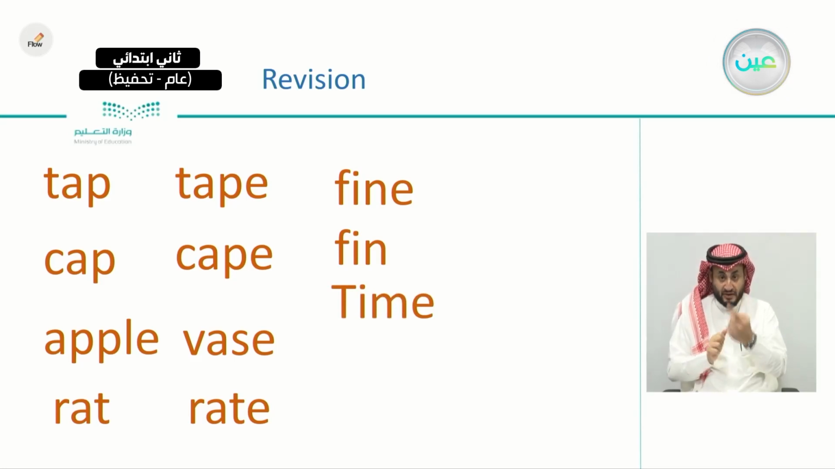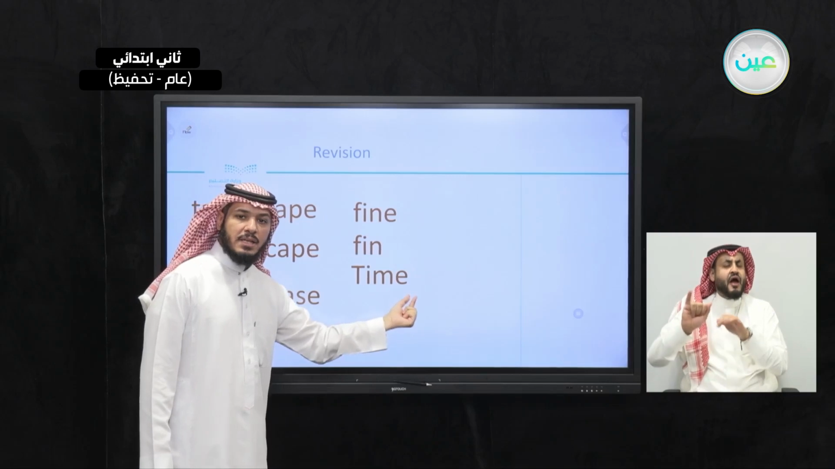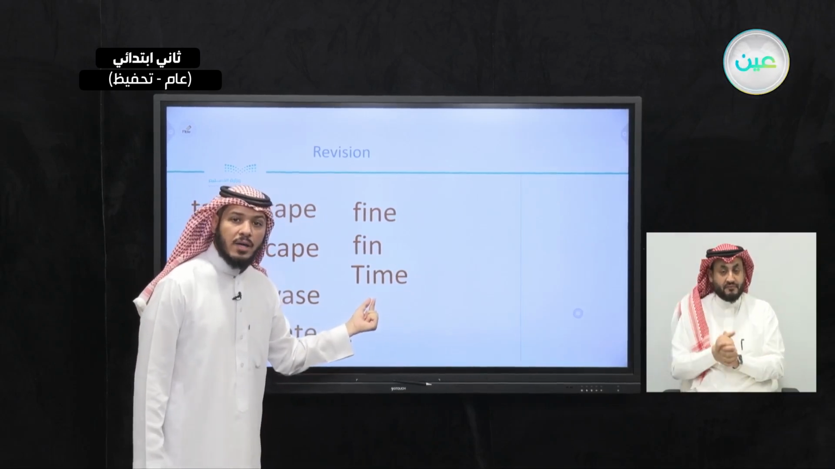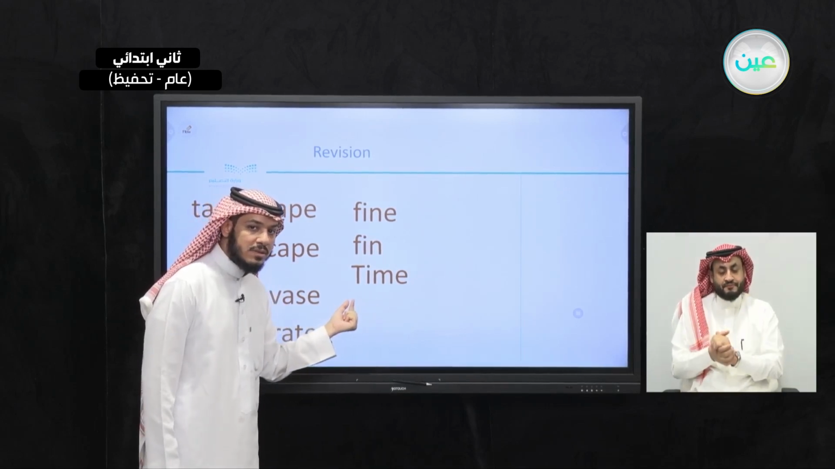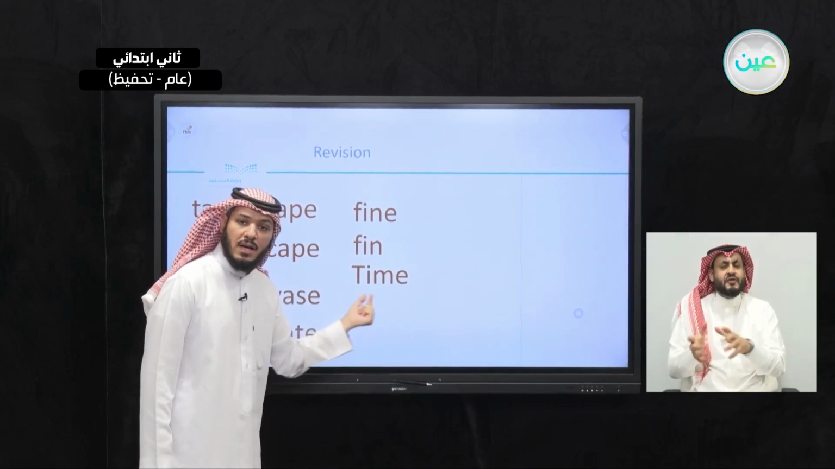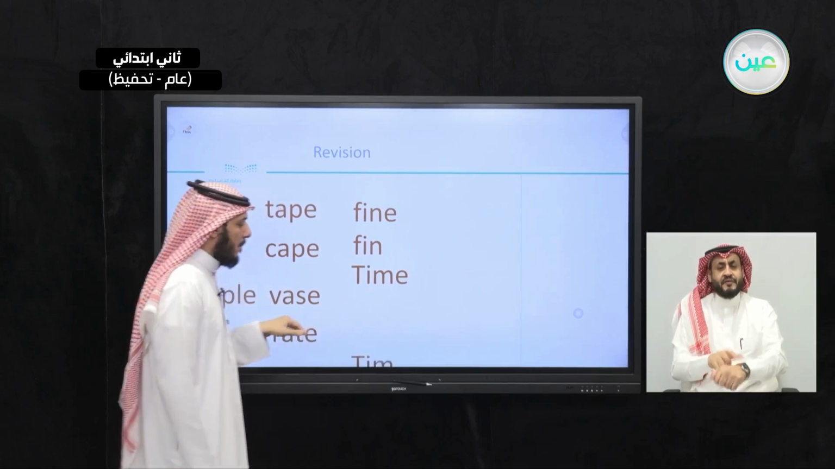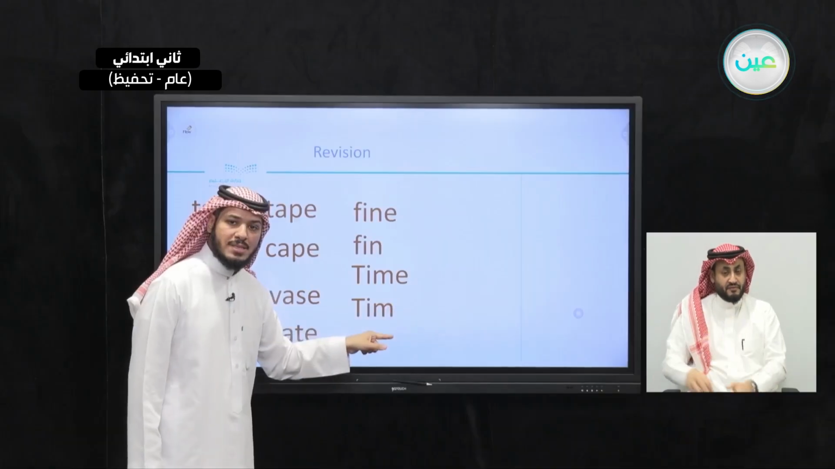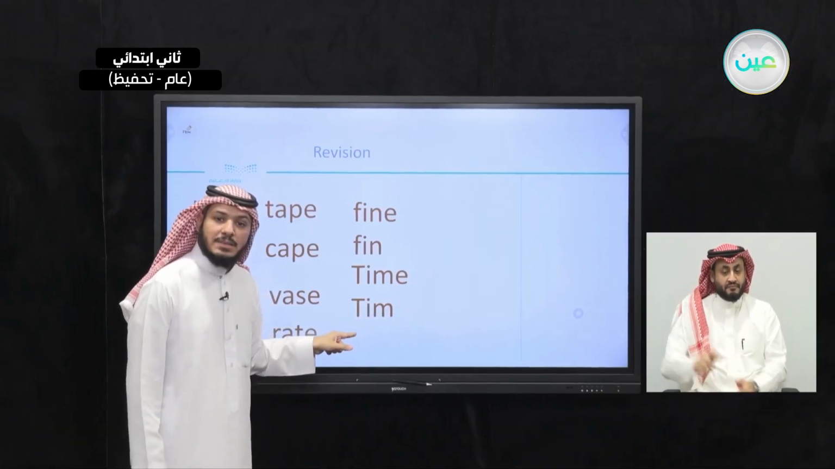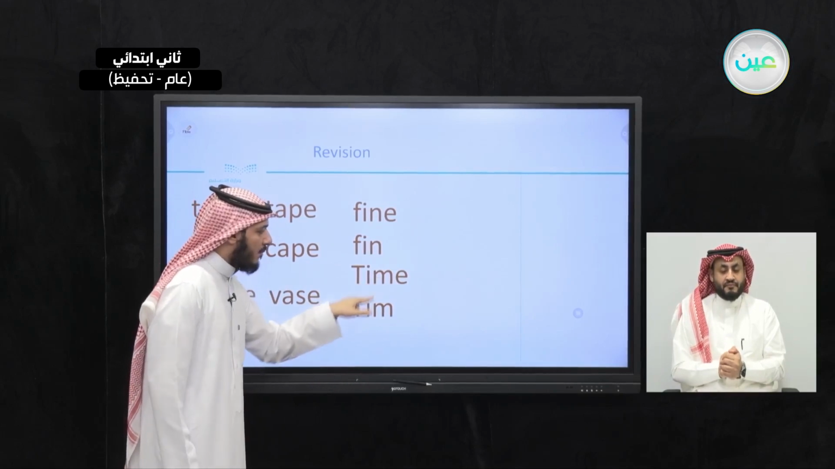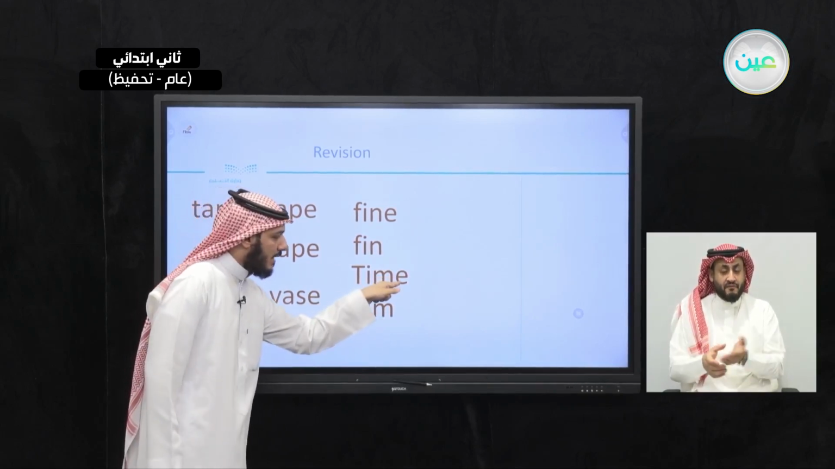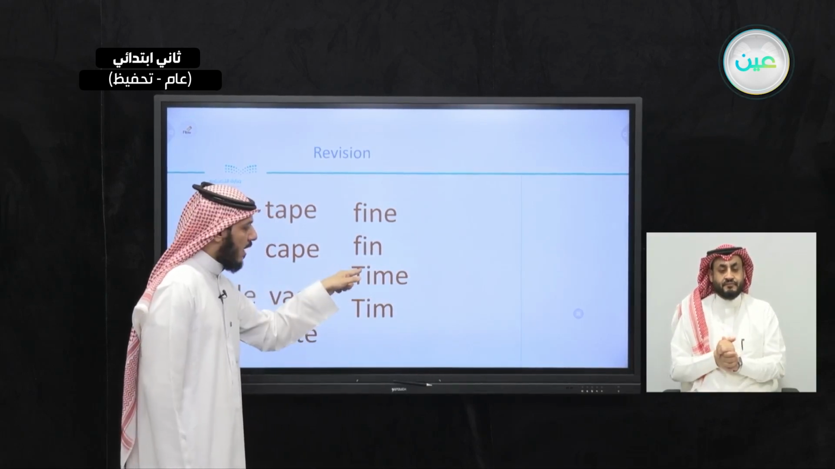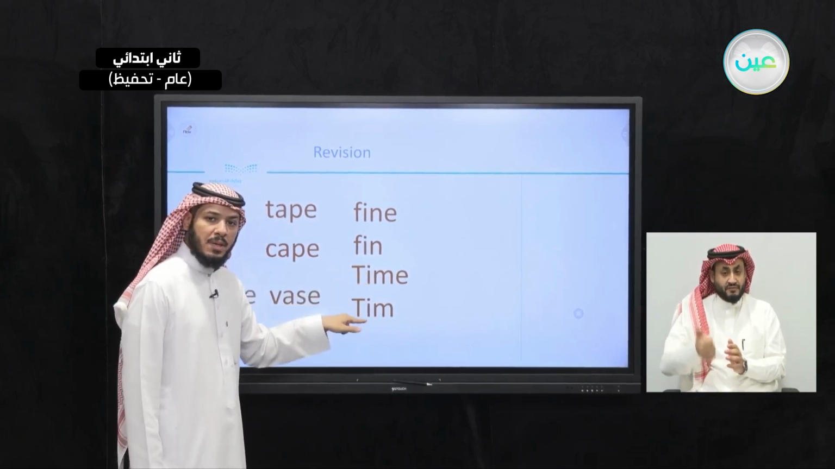T-I-M-E. So we have I, letter E. I will pronounce this letter as I. So the word will become what? Time, perfect. Time, okay. What about this word? There is no E here, so it is Tim, perfect. Why is this Tim and this is time? Because there's E here, but there is no E in here, okay. Time, Tim, perfect.